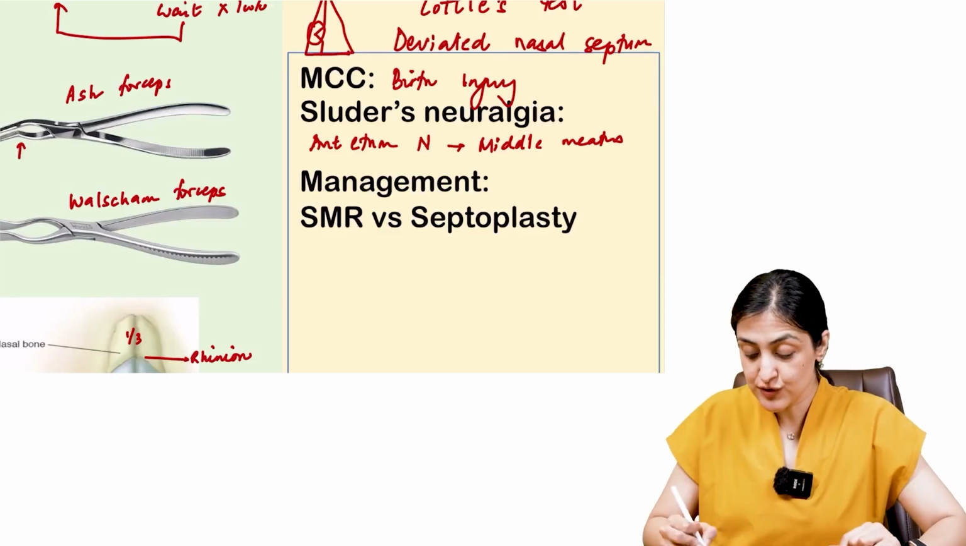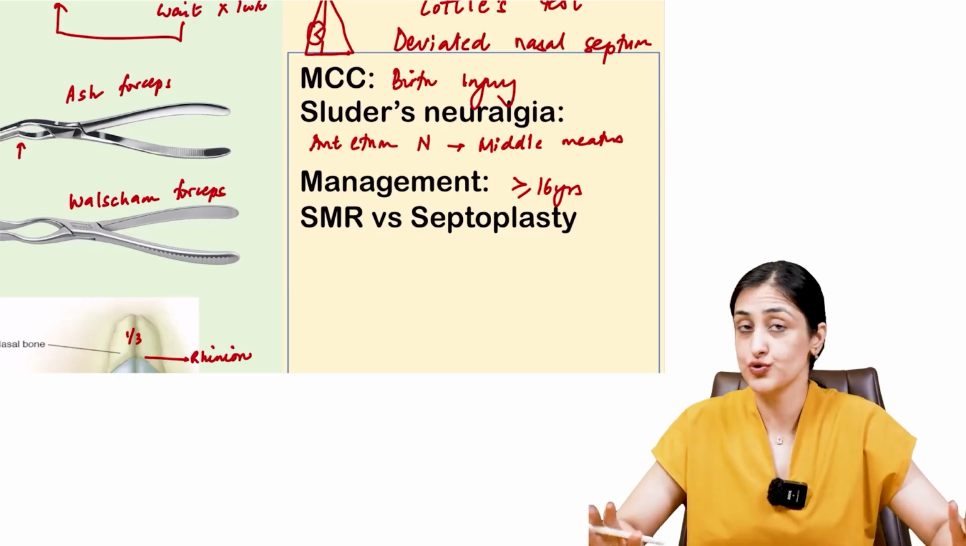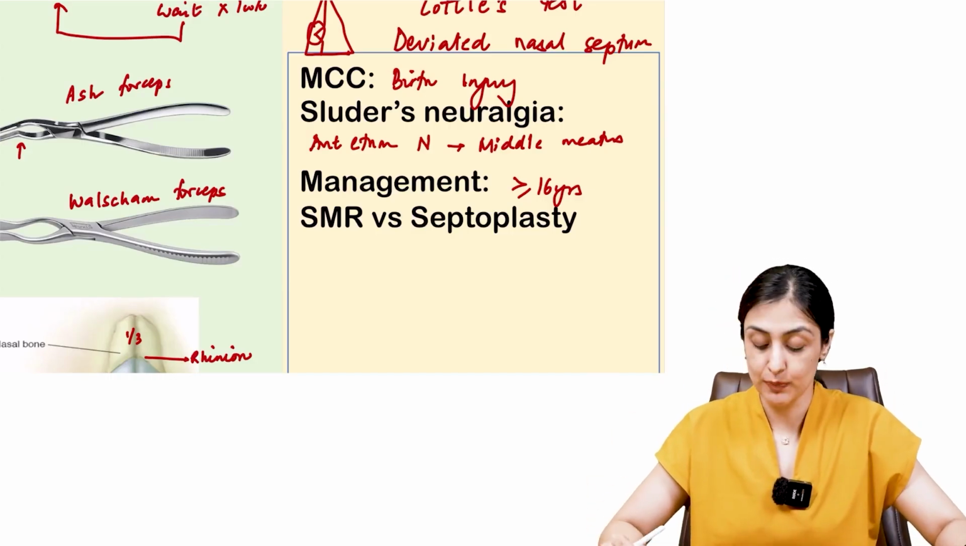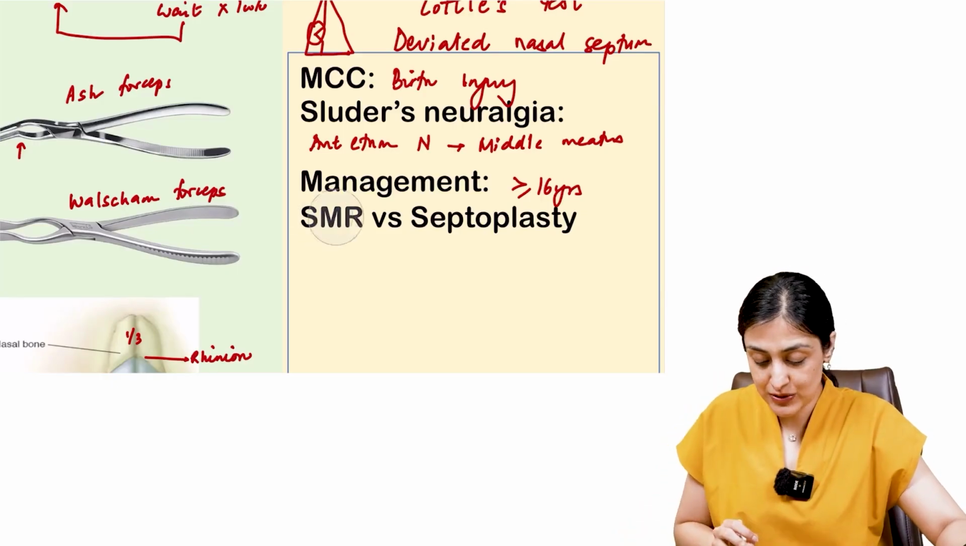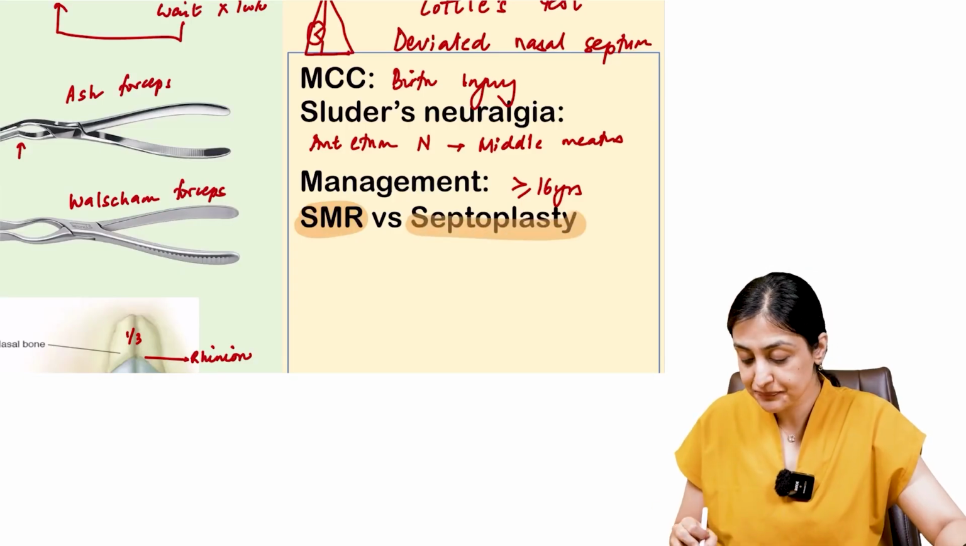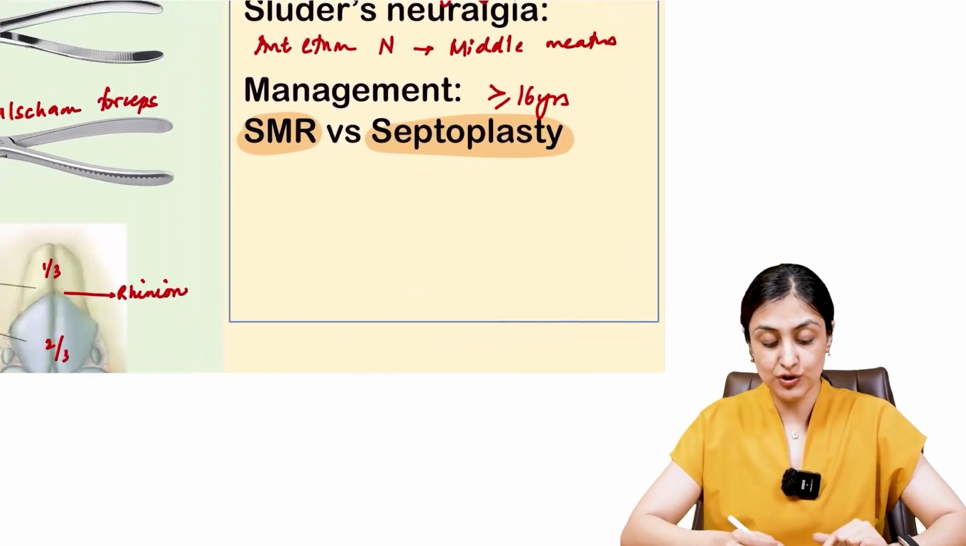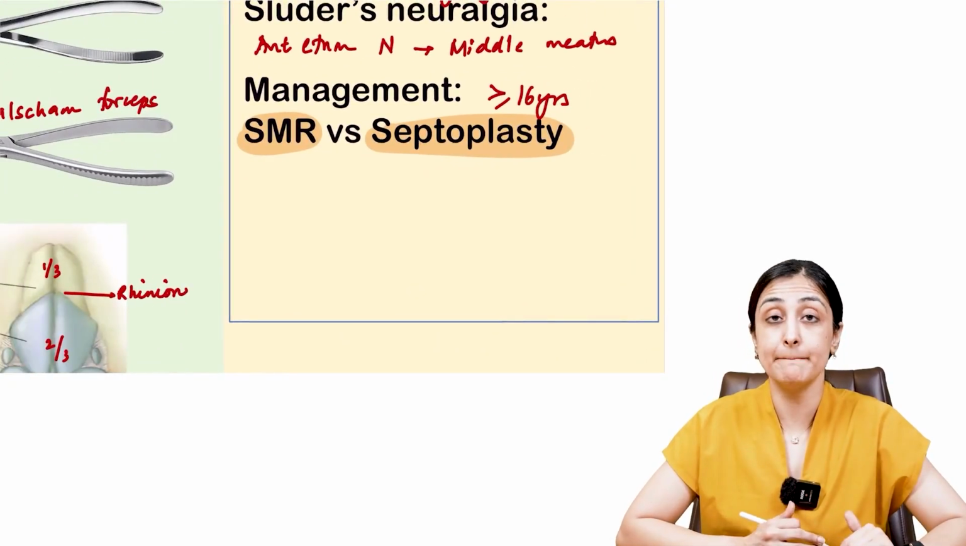How do we manage? First of all, we don't operate till 16 years such that the nose grows to adult size and then we will operate. Two things, and this was asked in NEET 24. We can either do SMR, submucosal resection, and septoplasty. So submucosal resection is called SMR, MAR.